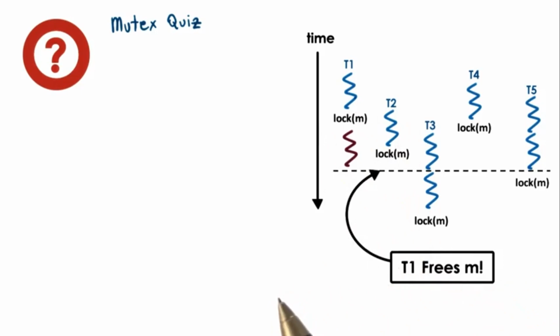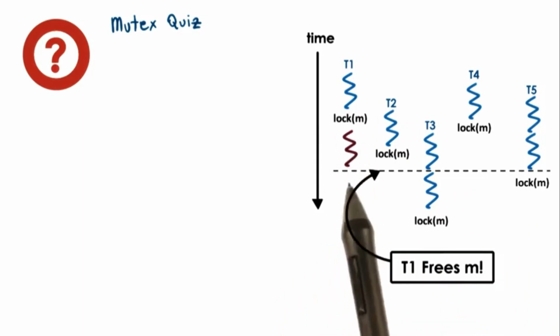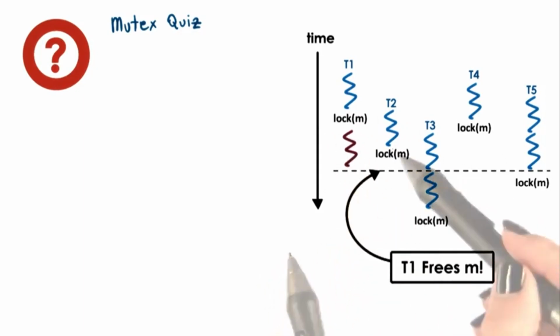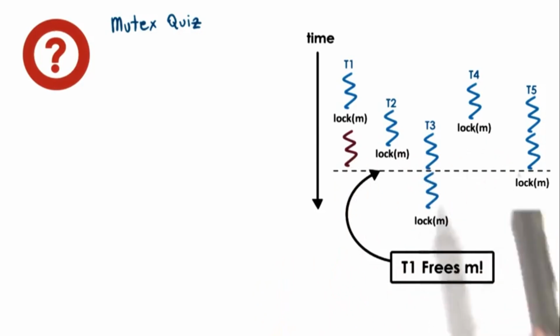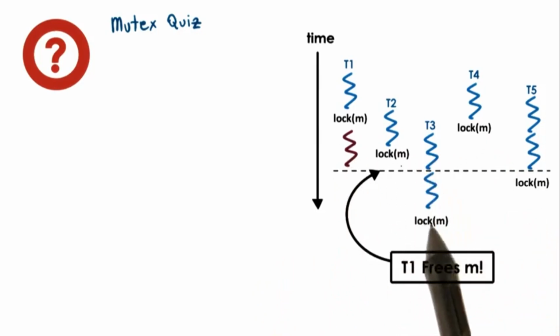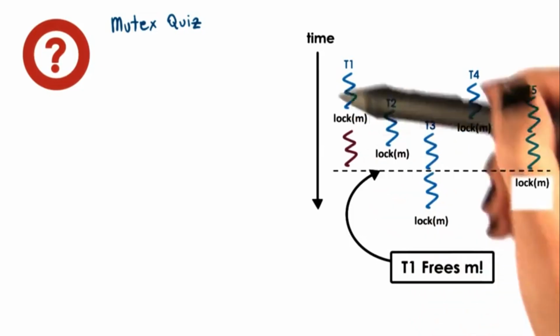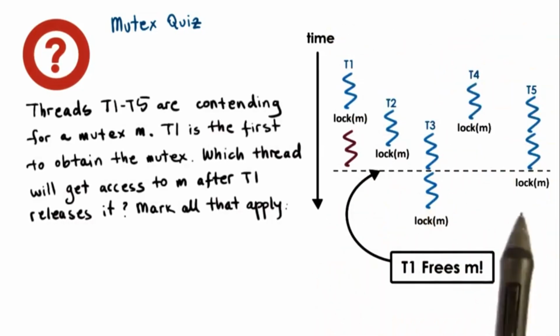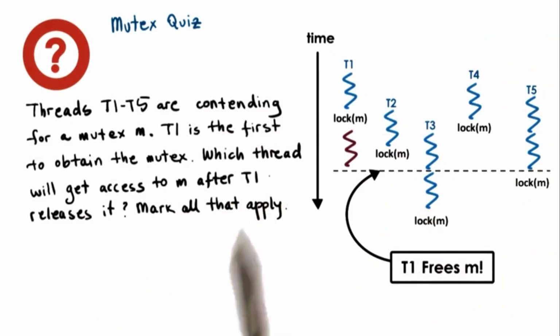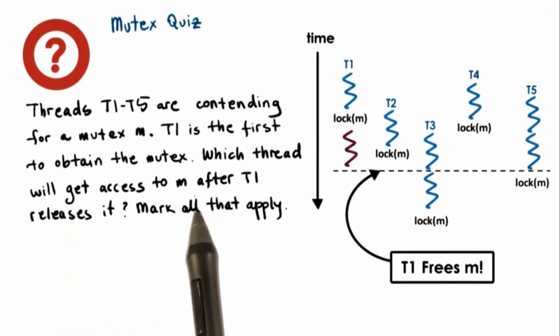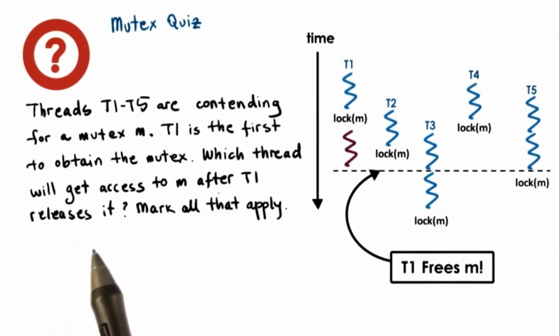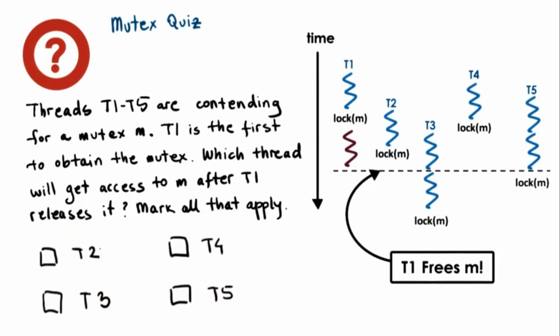T1 is the first one to get access to the mutex, and the dotted line corresponds to the time when T1 finishes the execution of the critical section and frees M. The times when the remaining threads issued their mutex requests correspond to the lock M positions along this time axis. For the remaining threads, which thread will be the one to get access to the mutex after T1 releases control? Your choices are T2, T3, T4, and T5, and you should mark all that apply.